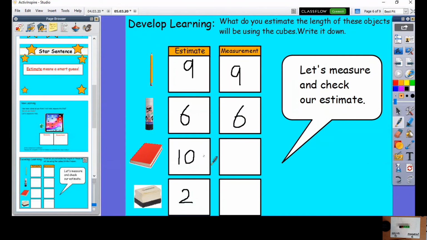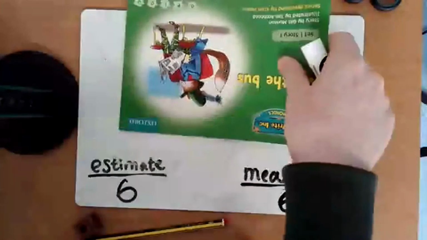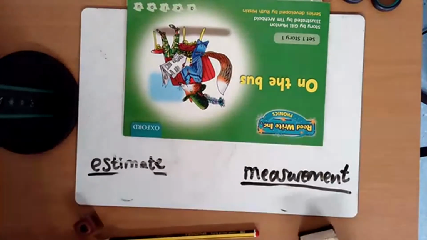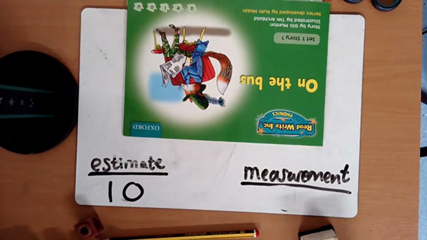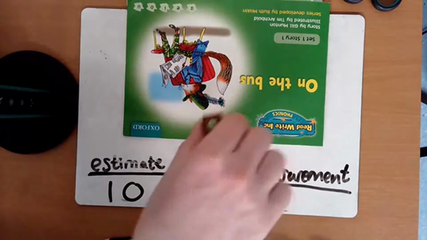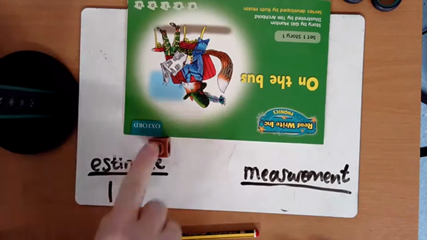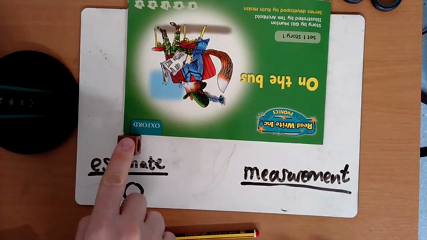Right, onto our book. I estimated that the book was 10 cubes long. So let's have a look. Okay, here's my book. Okay, so I said 10. Let's have a quick check then. So, do I start in the middle? What about here? No, where do I need to start? Right at the edge, right at the end of the book.